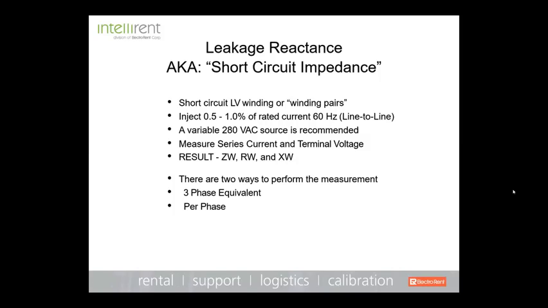And basically, what we're doing is we're going to short circuit our low voltage windings. We're going to put in anywhere from 0.5 to 1% of the rated current at 60 hertz, and then apply about 280 volts. And then what we're measuring is the impedance of the windings of the transformer. And there's two separate tests that we want to run. One is called the three-phase equivalent, okay, because you only have basically a single-phase source, but we want to calculate a three-phase equivalent, and then the per phase.